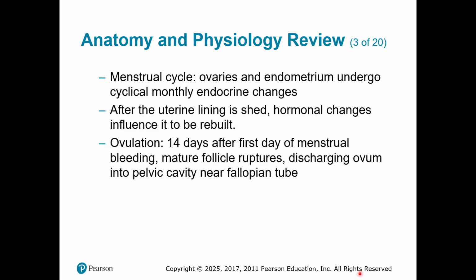So a menstrual cycle is defined where the ovaries and the endometrium undergo a cycle monthly of endocrine changes. After the uterine lining is shed, the hormonal changes influence it to rebuild. And ovulation is 14 days after the first day of the menstrual bleeding. Mature follicle ruptures, discharging ovum into the pelvic cavity near the fallopian tube.